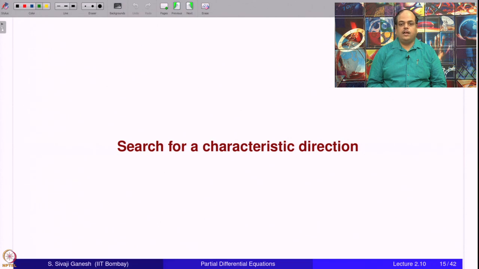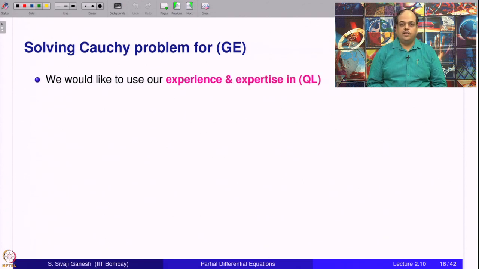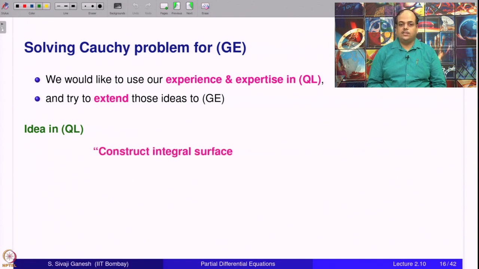Now, search for a characteristic direction, because that is what we had, the starting point for QL. So, we would like to use our experience and expertise in quasilinear equations and try to extend these ideas to general equation. What is the idea in quasilinear case? Construct integral surface using characteristic curves.